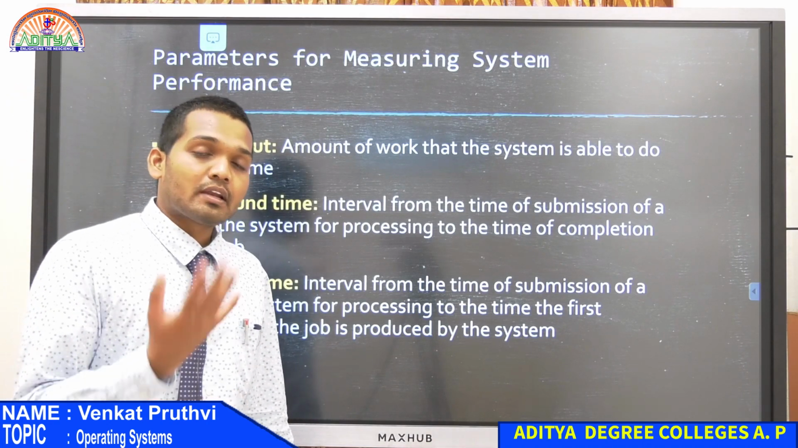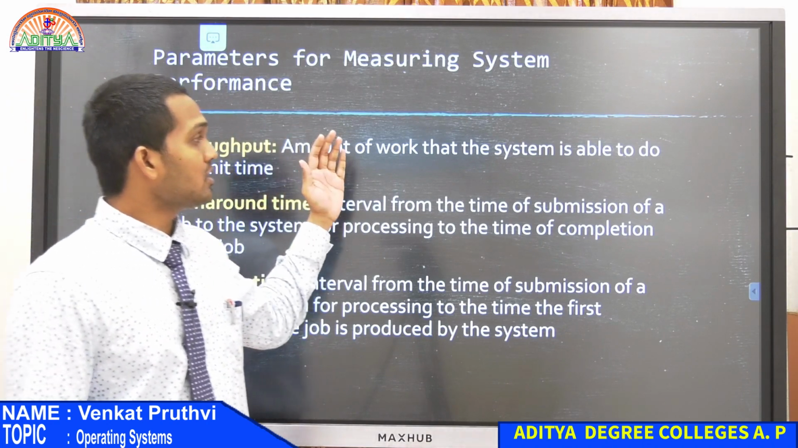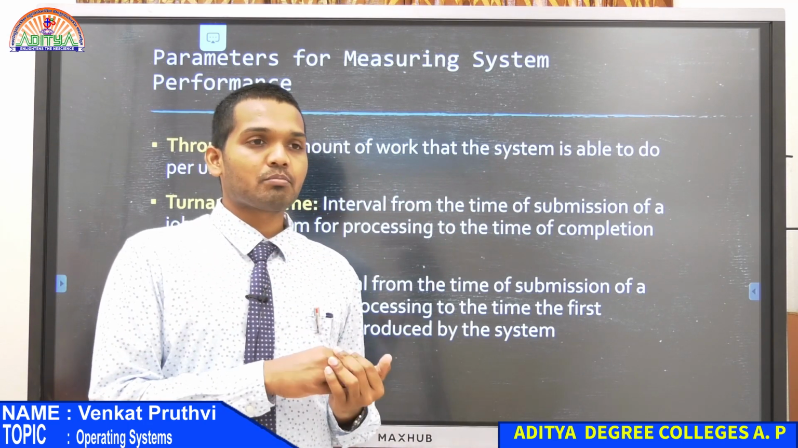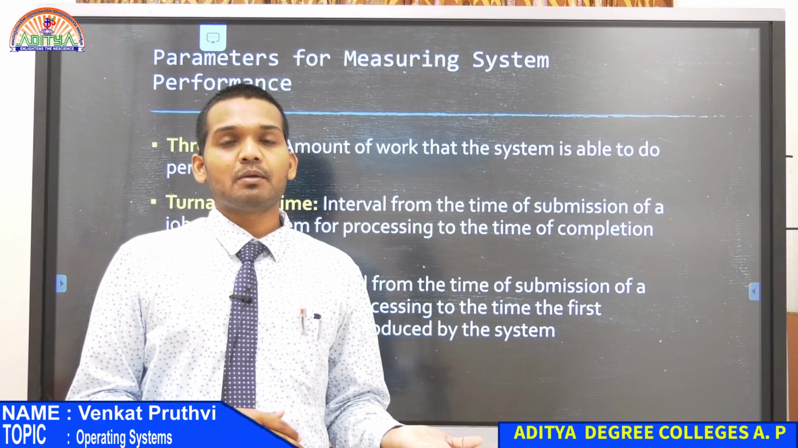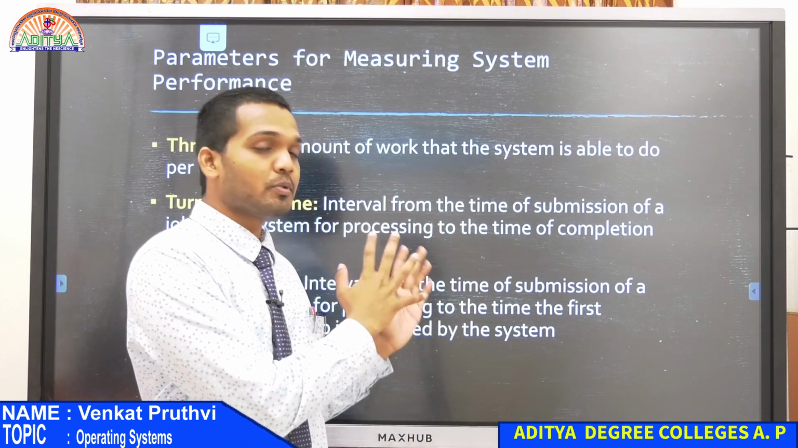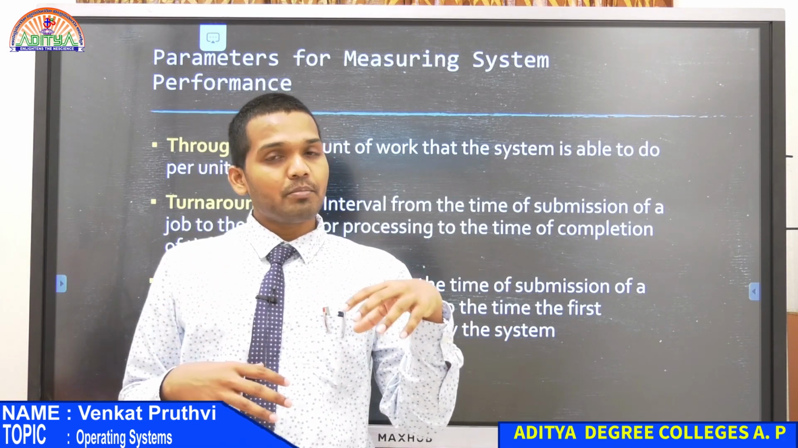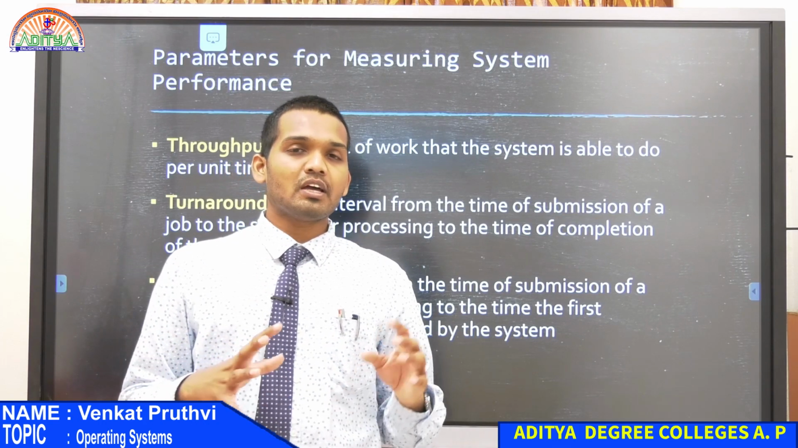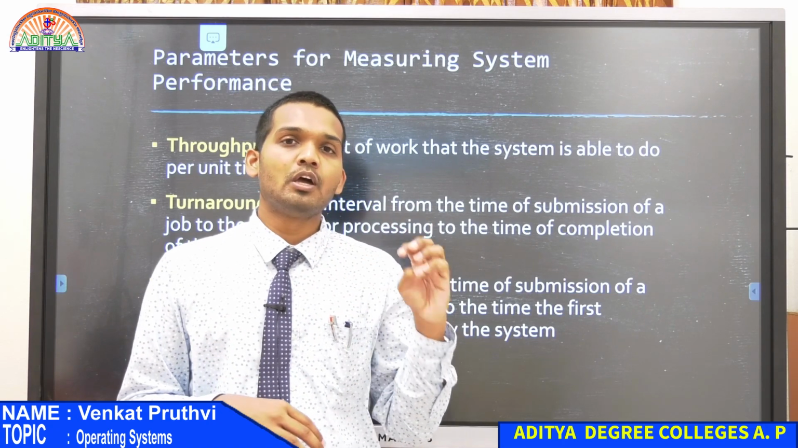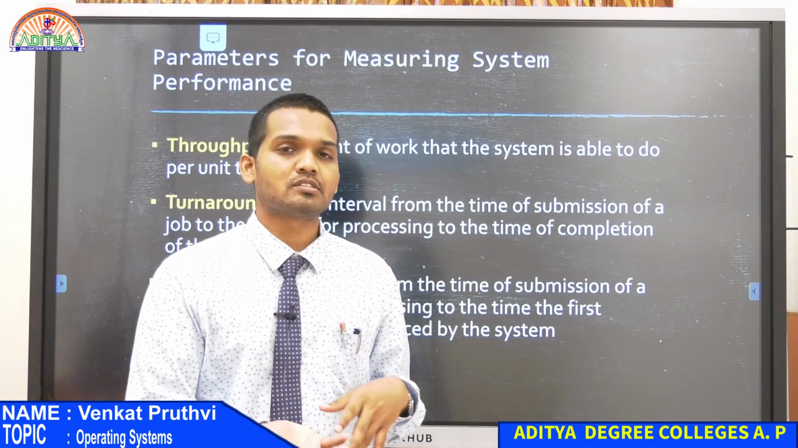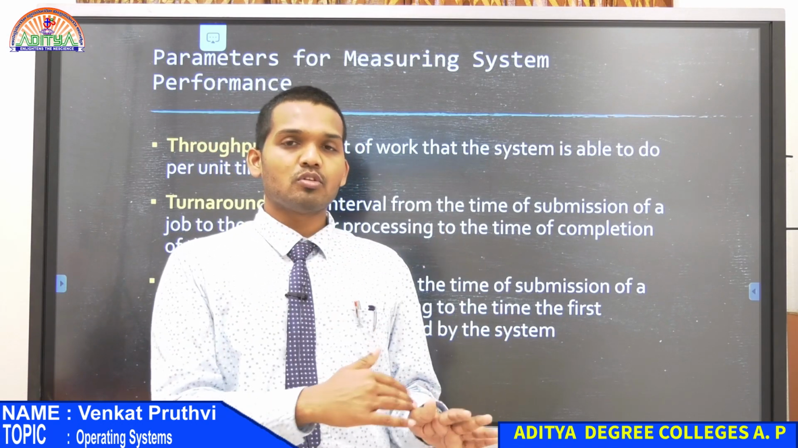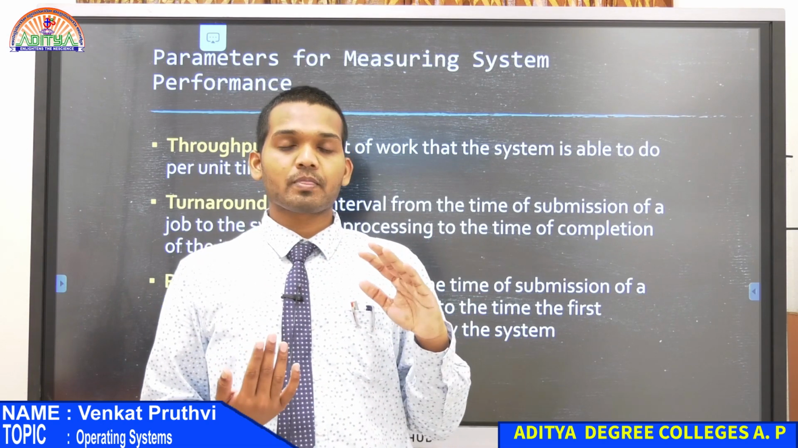You calculate the throughput based on the amount of work that the system is able to do per unit time. In a particular minute, how much work is the system able to do? Suppose you have 3 systems and we are comparing the throughput of them. We assign the same task to all 3 systems: the same software is opened, we enter something and try to process that data. Suppose this is the task. Each system has its own operating system and its own resources, and based on that it would function.